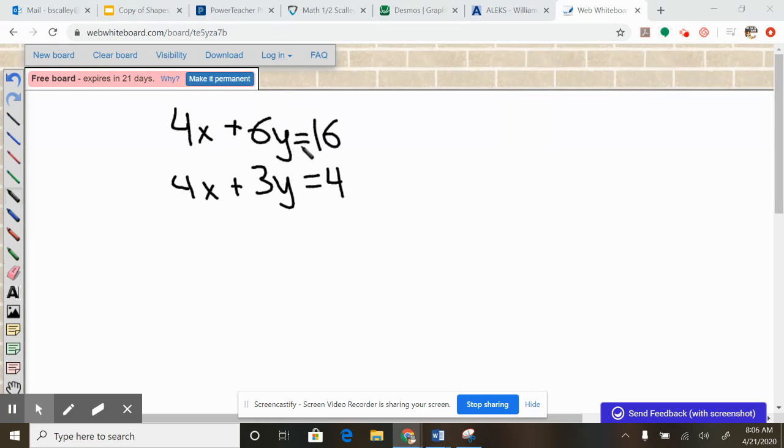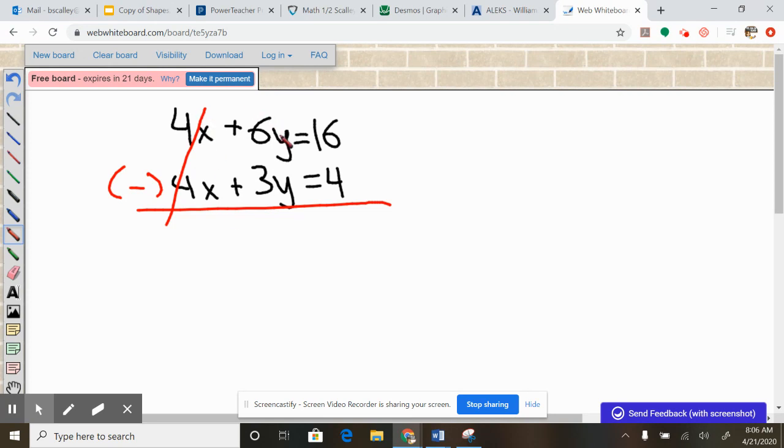So since an equation has equal values on both sides, what I'm going to do here is make a big subtraction problem. And I'm going to just take the whole top equation and subtract the whole bottom equation. So I'm doing 4x minus 4x, which is totally going to cancel. It's going to eliminate. That's why this method is called elimination. I eliminated one of the two variables.